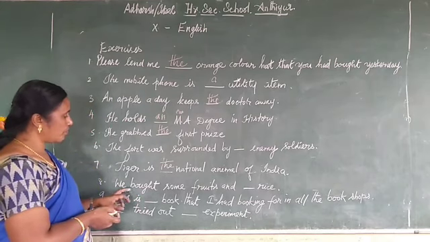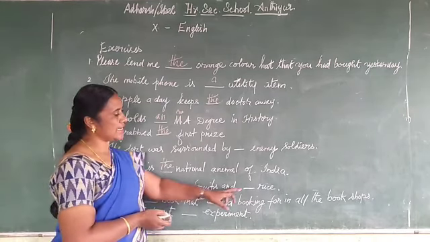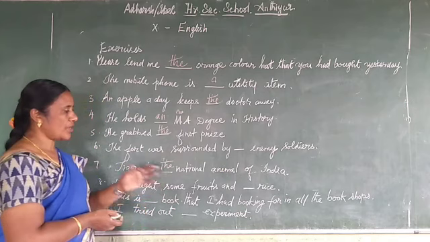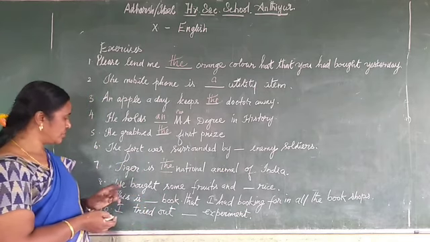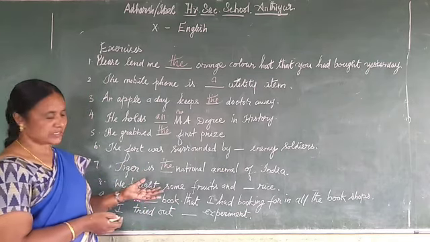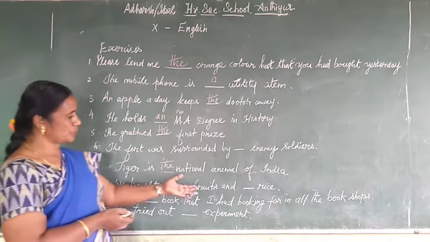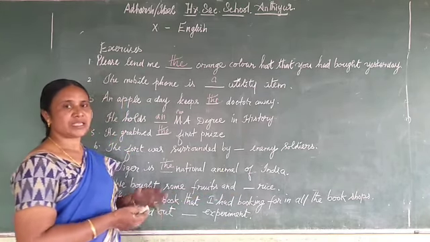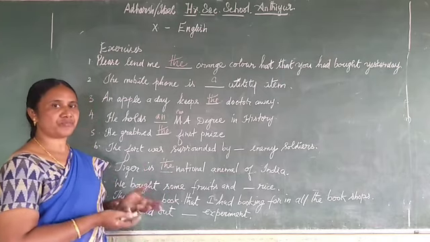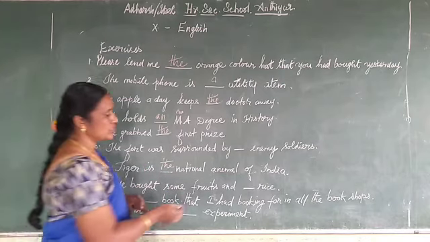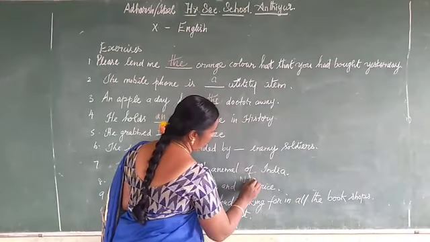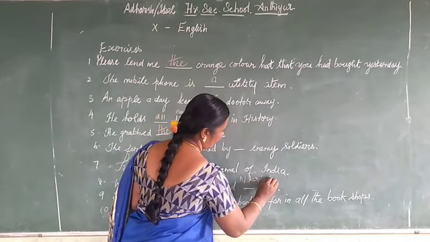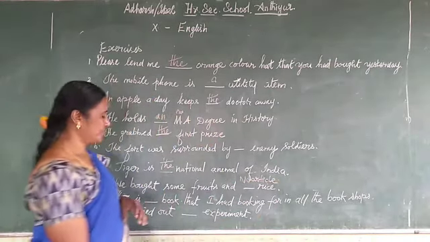Next one: We bought some fruits and dash rice. What article do we have to use here? We can't use any article. Some fruits is plural, and rice is an uncountable noun, so before them we can't use any article. So here, no article.